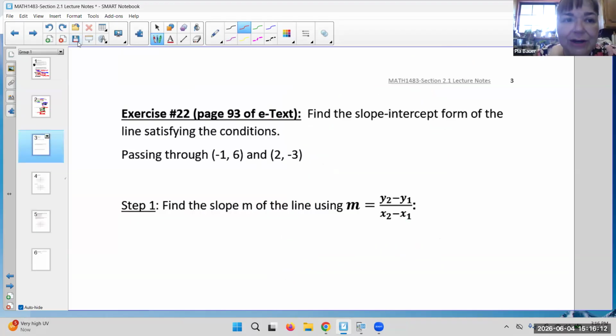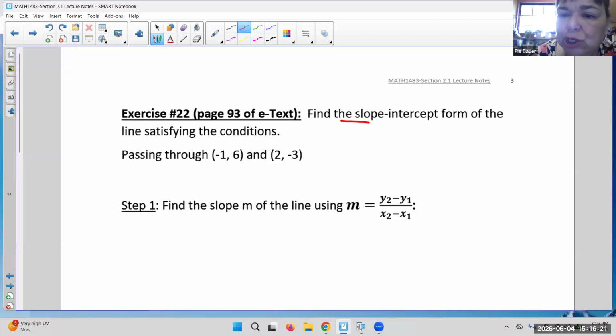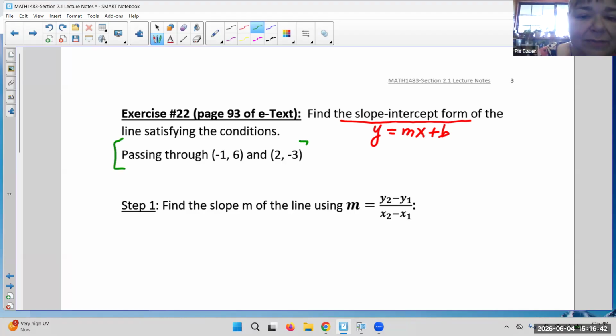Okay, here we have another type of problem. In a way, they're asking you some similar questions. They want you to find the slope-intercept form of a line that satisfies those conditions. So you want your final answer to look like this. However, I don't have the slope and I don't have that y-intercept b. Now, these are the conditions for the line, and it passes through those 2 points.